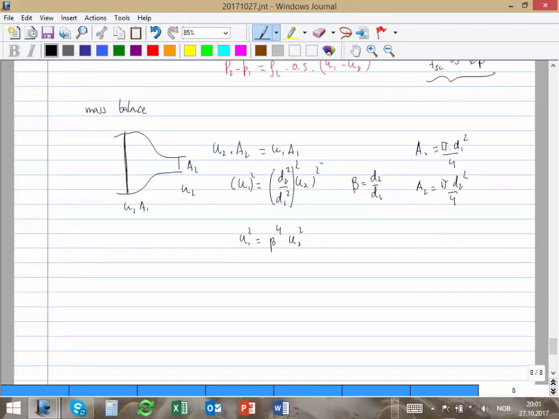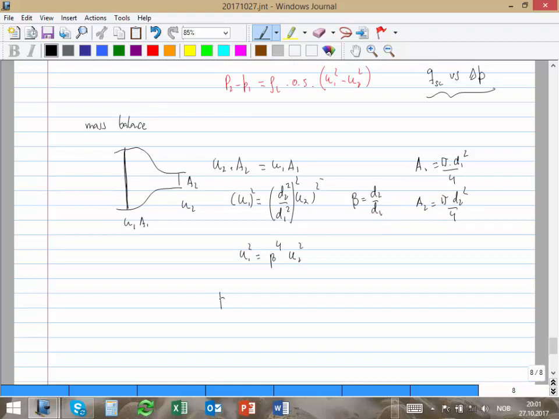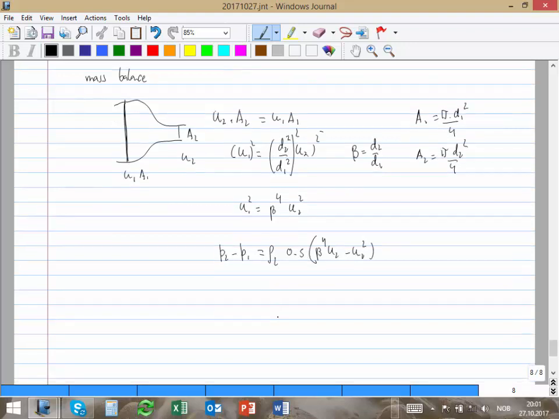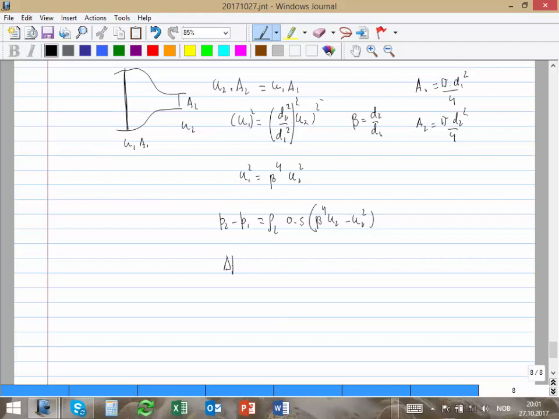Okay, so we're going to substitute the equation for u1 here. p2 minus p1 equals rho of the liquid times 0.5 times (beta to the 4 u2 squared minus u2 squared). And I'm going to say this is delta P divided by the density of the liquid. The 0.5 is going to be a 2 up here, right? And this will be 1 minus beta to the 4, times U2 squared. And now we take the square root: U2 equals the square root of delta P times 2.